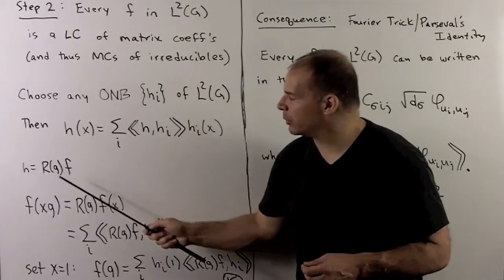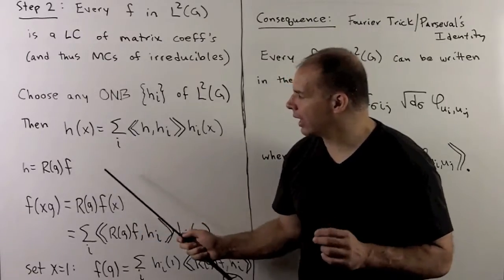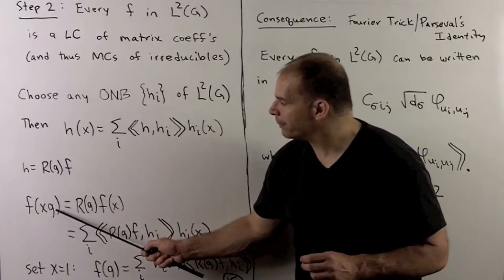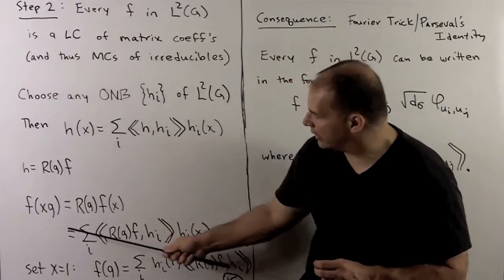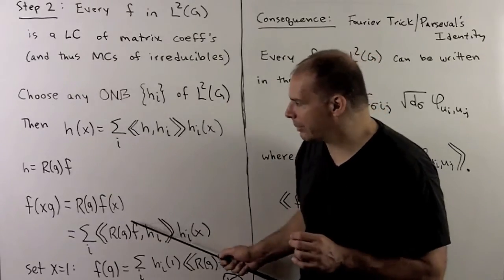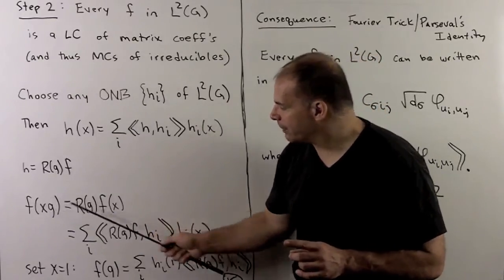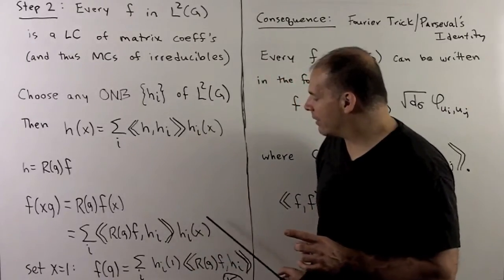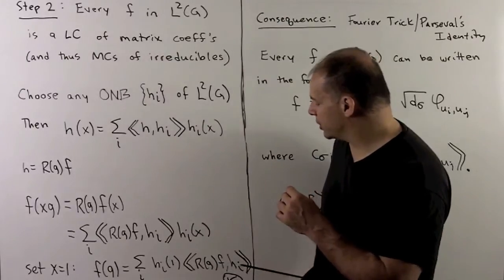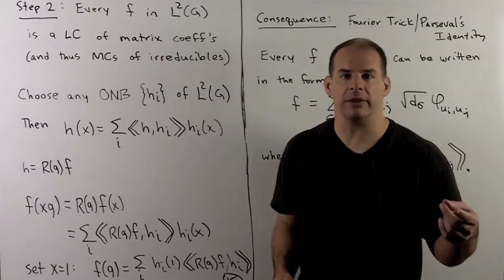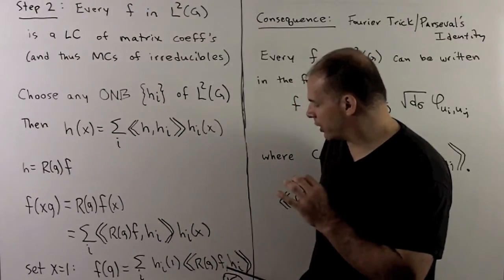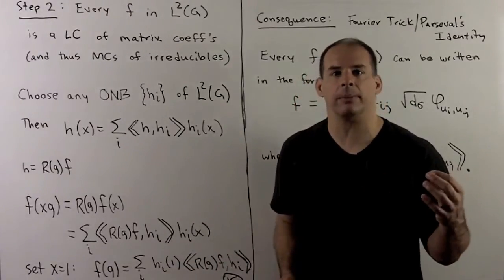Now, if we let h be equal to the right action of g on f, and we evaluate that at x, I'll have f of x times g. Then using our expression here, we get this. If I let x be equal to the identity, what happens? We have f of g on this side. Over here, h sub i of the identity is just some number. And then we have matrix coefficients for the right action of G. So that expresses f as a linear combination of matrix coefficients. And that gives our theorem.